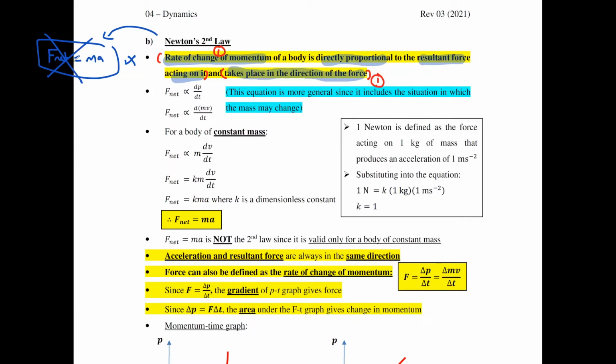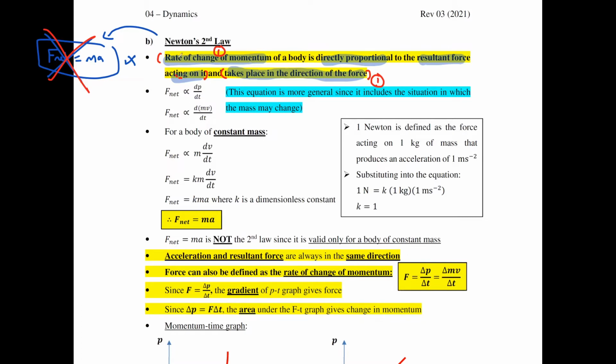If you say resultant force equals the product of mass times acceleration, this is wrong. This is not Newton's second law. Actually, F net equals ma is a consequence of this definition. It is the effect of this. So what do I mean by that? We will see in the later parts here.